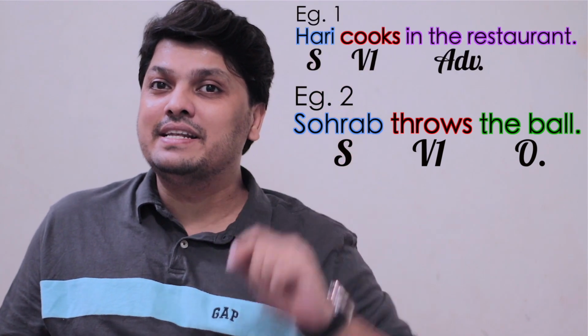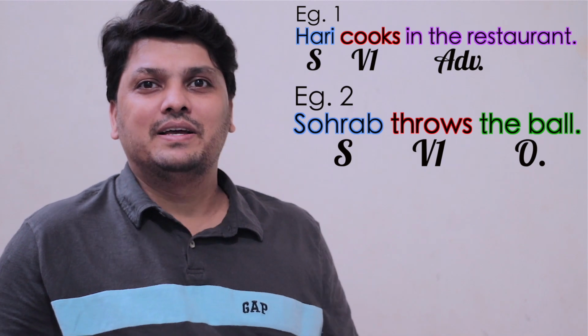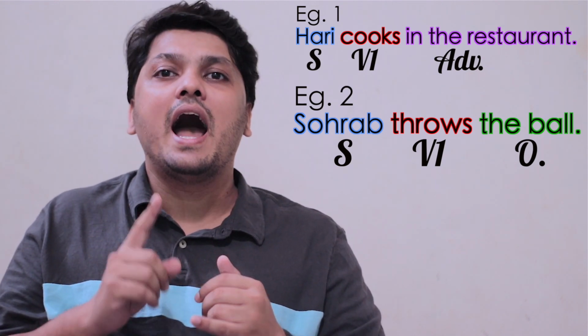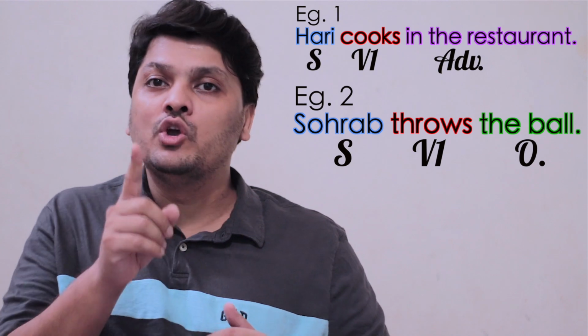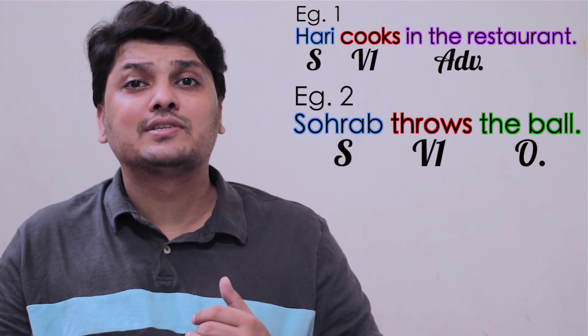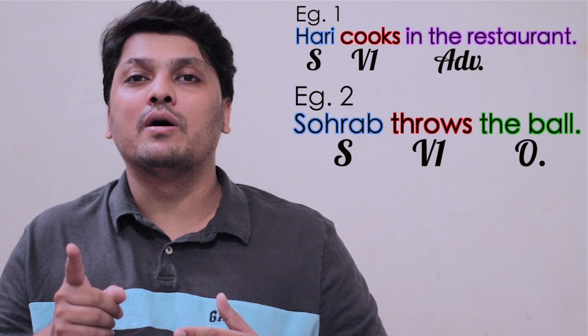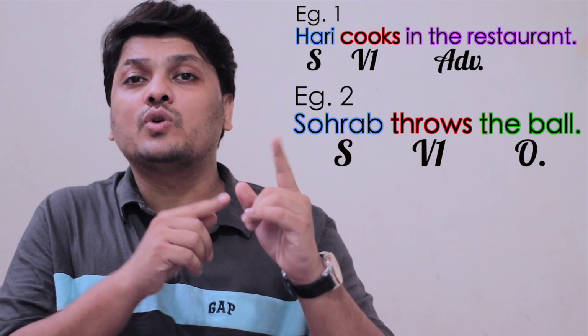Second sentence, Sora throws the ball. So in this sentence, my verb is in V1 form. Who throws? Sora throws. Throws what? The ball. So here you can see I asked the question what, I got object. In the first sentence, I asked the question where, so I got adverb. So one thing to be very clear: to get the object of the sentence, ask the question what or whom, and you will get the object. And if you ask questions like where, when, why, how, you will get adverb. So in the first sentence, I asked cooks where?